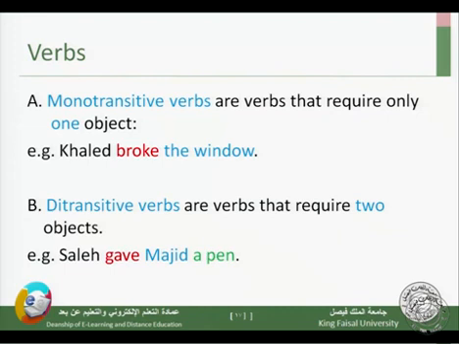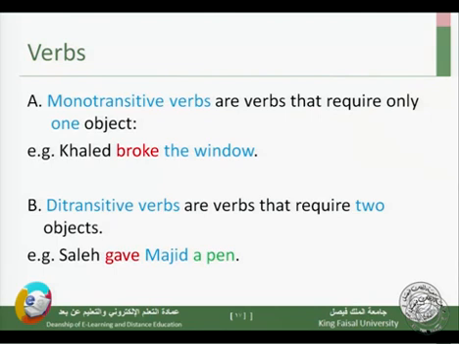Look at the example. Khalid broke the window. Broke is a monotransitive verb because it only takes one object, the window. The window is the object of this sentence, and broke is a monotransitive verb because it requires only one object, the window. The other type are ditransitive verbs.